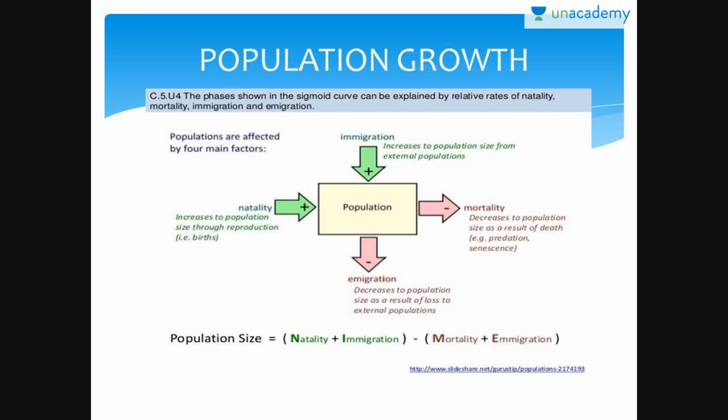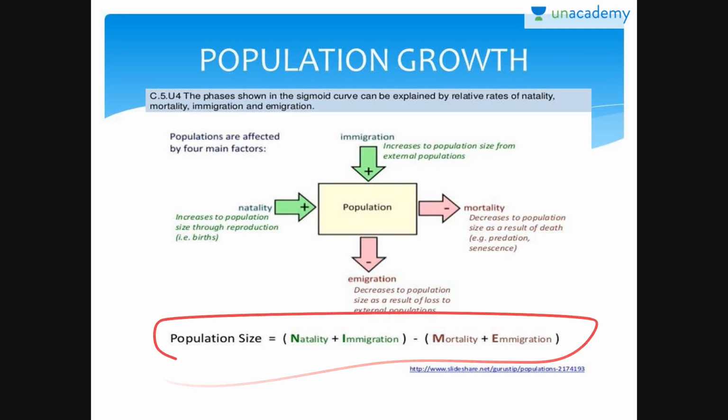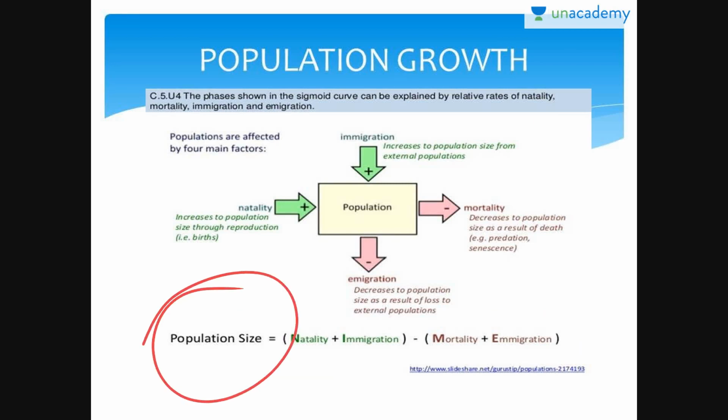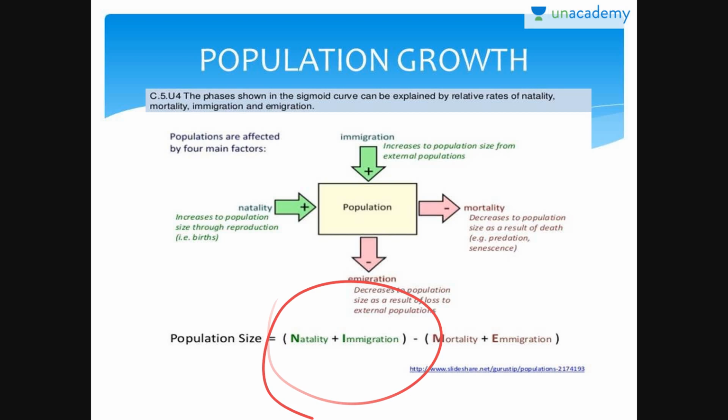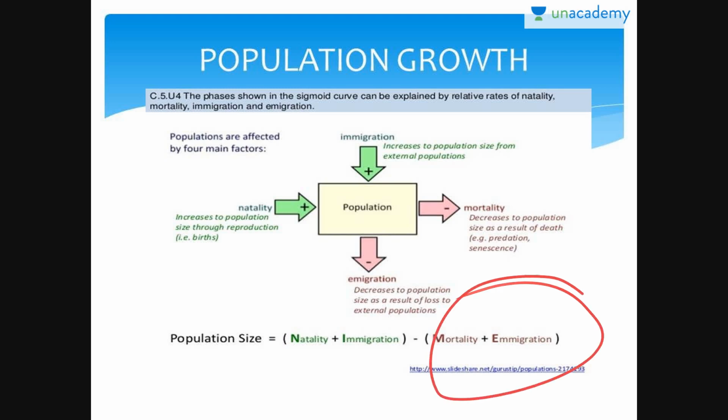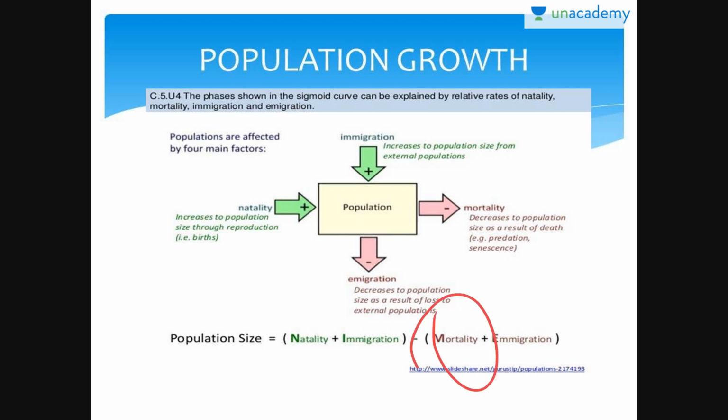So population growth has a wonderful formula which I love the most, and probably you will find it easy as well once you understand. Population size is defined as the natality, which is the birth rate, plus the immigration, subtracted by mortality plus emigration. So natality would mean the number of births in a given period in a population. Mortality would mean the death rate and the number of deaths in a given period of time.